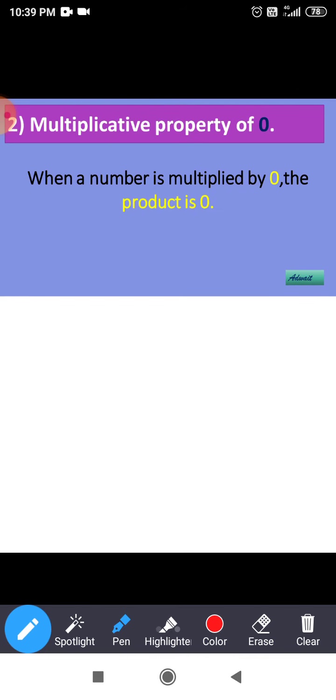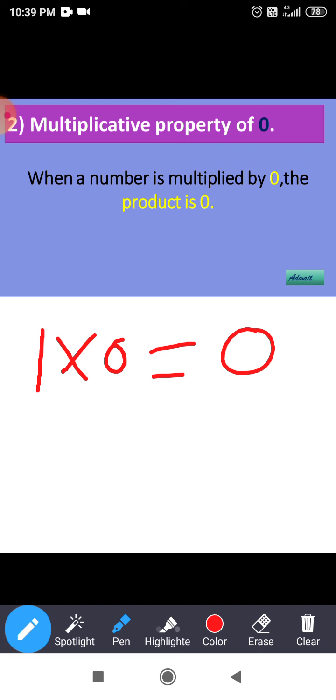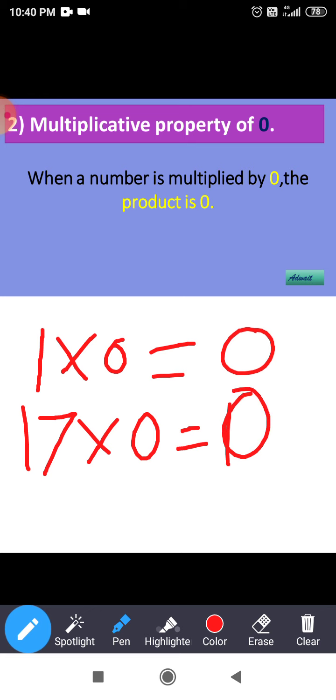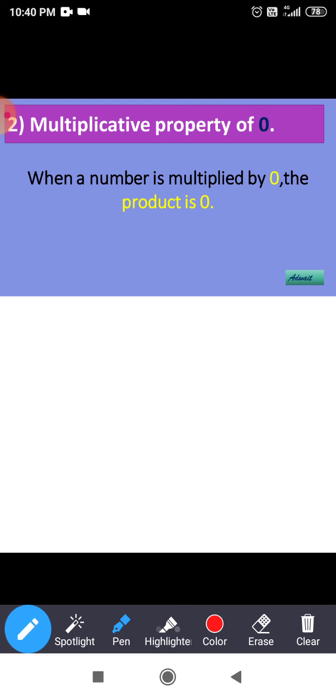Multiplicative property of 0. When a number is multiplied by 0, the product is 0. It means whenever we are multiplying a number by 0, we are getting 0 only. Okay, if 17 is multiplied by 0, the answer will be 0. 23 multiplied by 0, the answer will be 0. It means any number multiplied by 0, we are going to get the product 0 itself.